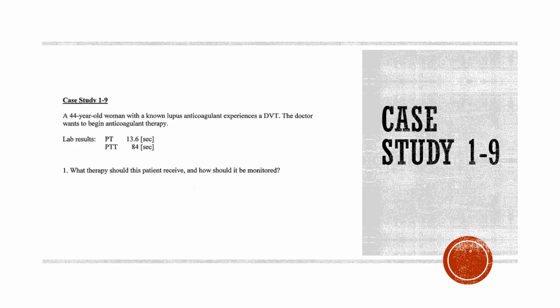Okay. So she has a known lupus anticoagulant, and now she has a deep vein thrombosis. Remember, I told you that that non-specific inhibitor, or that lupus anticoagulant, presents with a prolongation of a PTT, but really it can cause thrombotic episodes. So let's see what we should do.